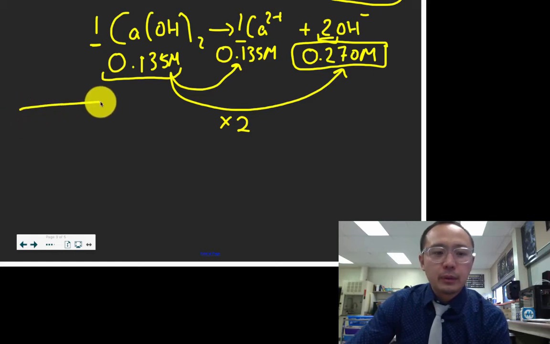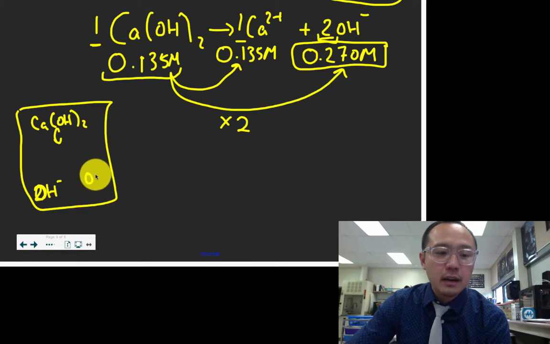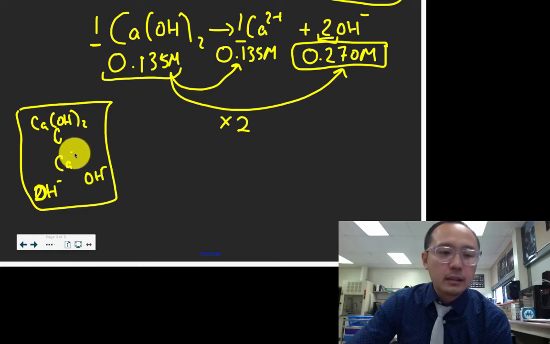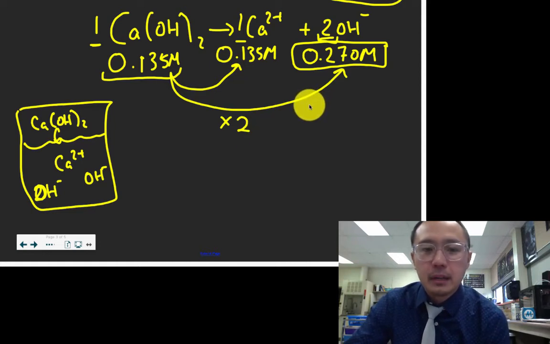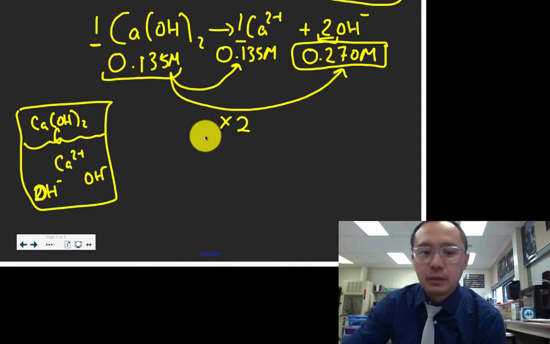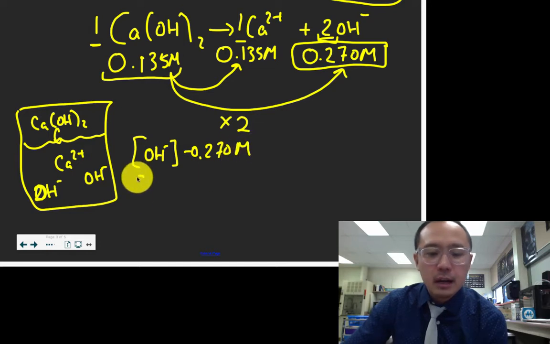So really, if you were to look at this, when you put Ca(OH)2 into solution, this makes sense because you will actually get 2 hydroxide ions for every 1 calcium ion, right? That makes sense. That's why we multiply this by 2. So this is the first answer. OH negative is 0.27 molar. Now how do I find my hydronium ion?